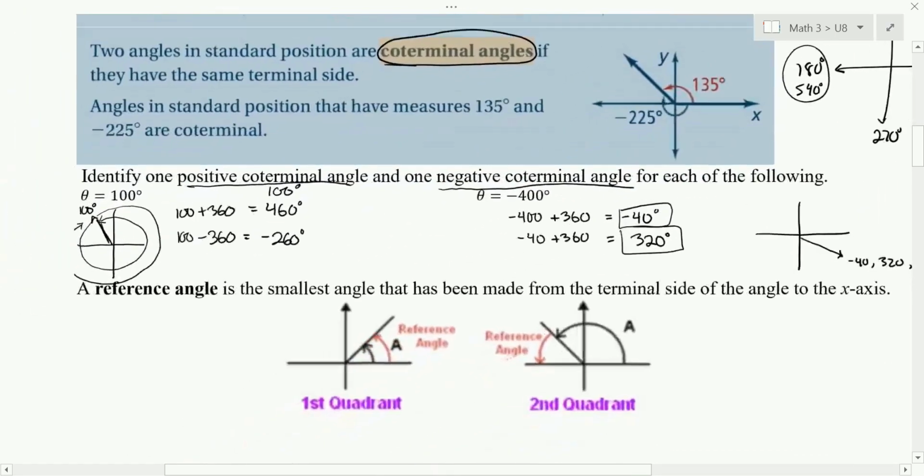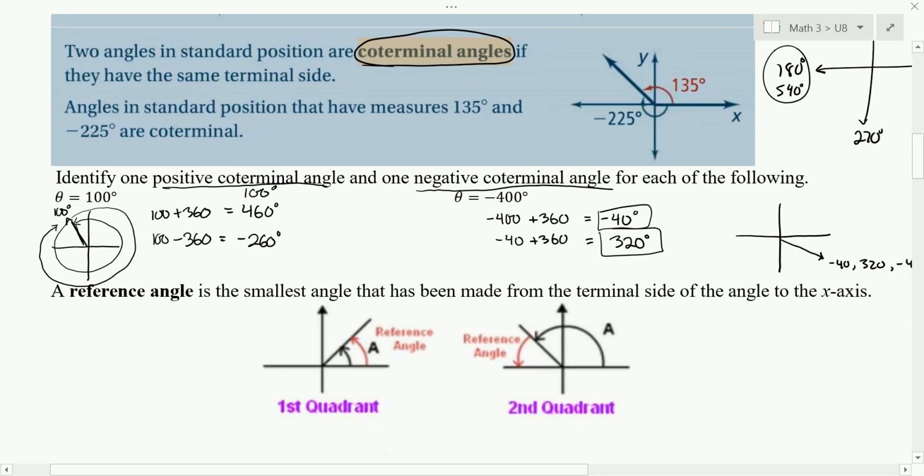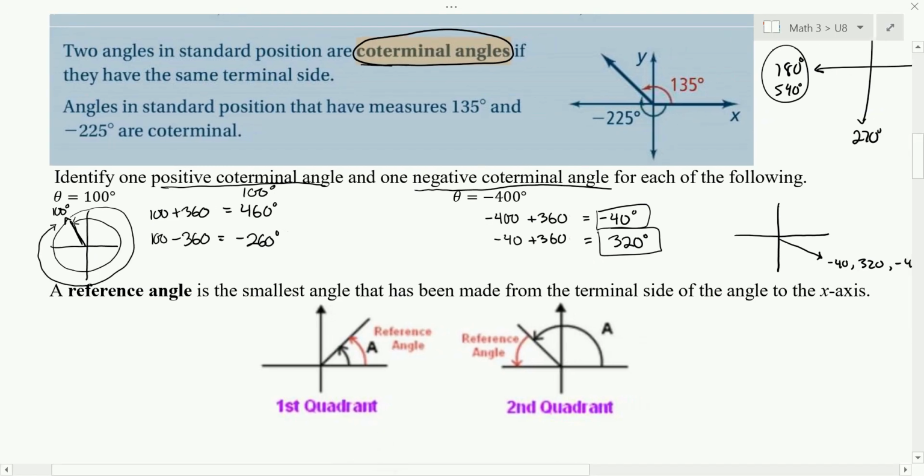Okay. A reference angle. Key thing, we did this yesterday. It's the smallest angle that has been made from the terminal side to the x-axis. What else do you know about a reference angle that we talked about, besides being the smallest angle? How small does it have to be? It has to be acute. Can it be negative or does it have to be positive? It has to stay positive, okay? And make sure you're always going to the x-axis. It's stated here again. Never go to the y-axis.